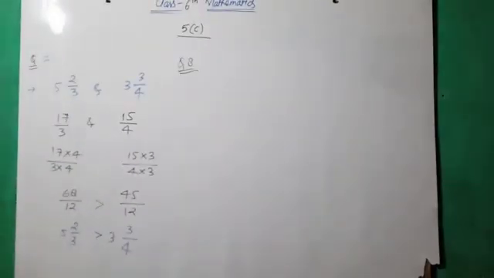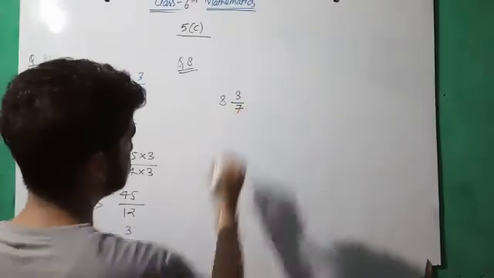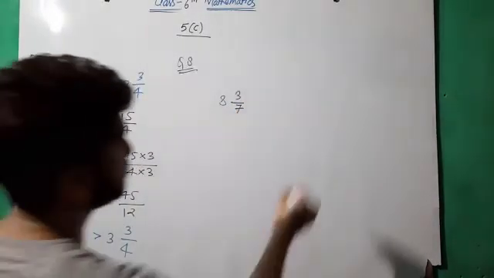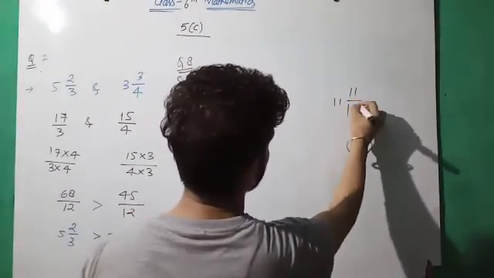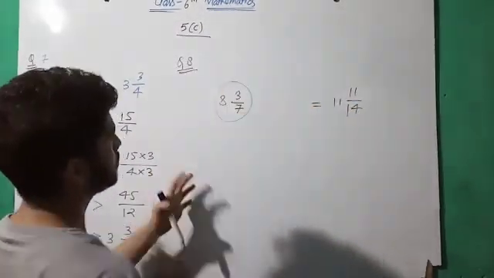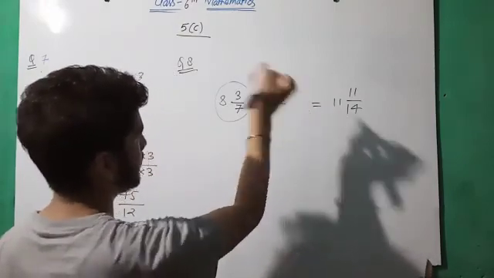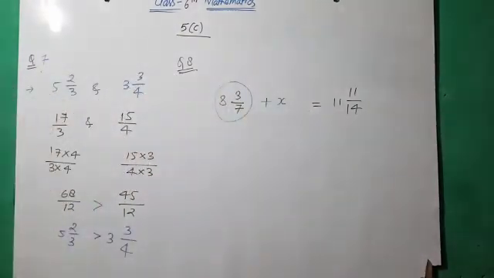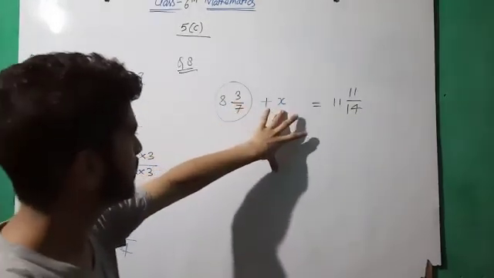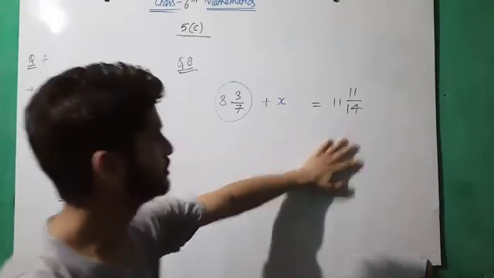Now question number 8. What should be added to 8 whole 3 by 7 to get 11 whole 11 by 14? Okay, students, we have 8 whole 3 by 7 to get 11 whole 11 by 14. Okay, we have to add something to this number so that we will get this number. So we have to add x here. Okay, we have to add x to this number. Let us suppose we have to add x so that the answer will be this.